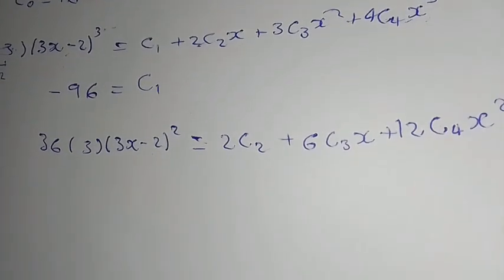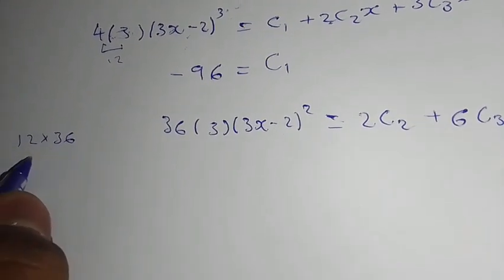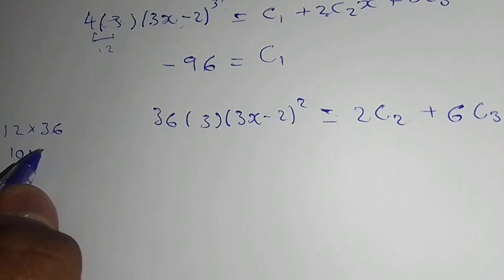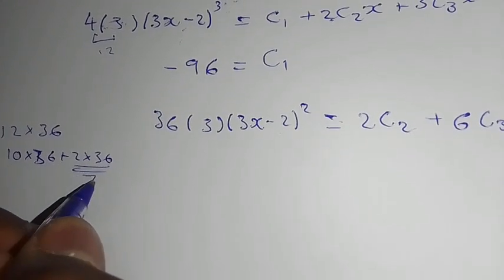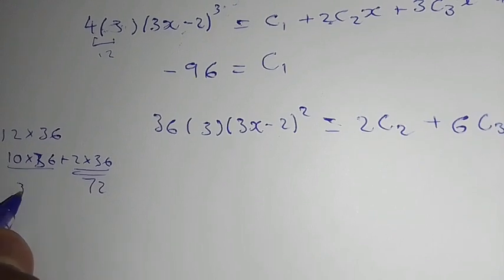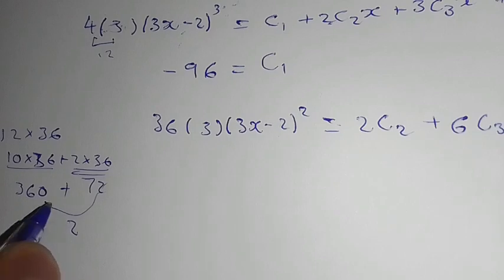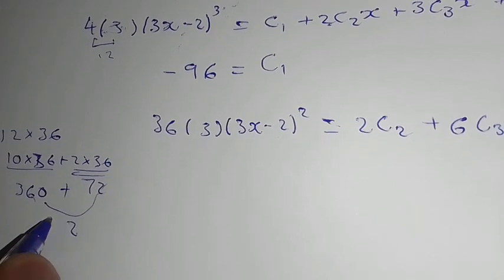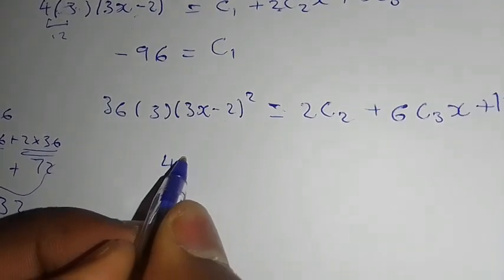12 times 36, let's see. This is the same as 10 times 36 plus 2 times 36. 2 times 36 is 72, and 10 times 36, you just add 0 at the end, so it's 360. And you add the 72, and then you get 2, and 6 plus 7 gives us 13, and then we have 3, and 1 plus 3 is 4, so we get 432. So here we just get 432.